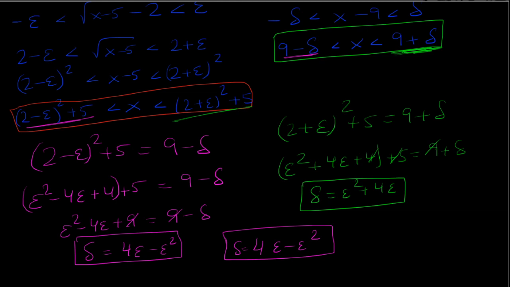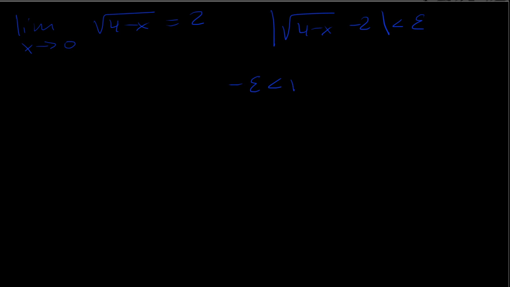Okay, let's look at the last one. We'll look at a similar one to this. We'll have the limit as x approaches 0 of the square root of 4 minus x equals 2. We're going to start off with the absolute value of the square root of 4 minus x minus 2 is less than epsilon. So that means negative epsilon has to be less than the square root of 4 minus x minus 2, less than epsilon.